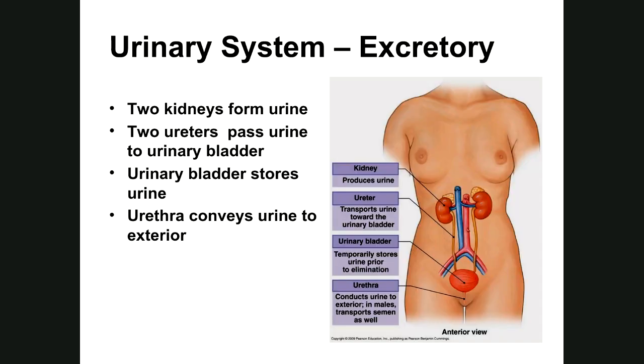So it is made of two kidneys that form the urine, and each kidney has an ureter that passes the urine to the urinary bladder, and the urinary bladder is where the urine is temporarily stored. So the urine is produced by the kidney, goes through the ureter, goes to the bladder, is stored there temporarily, and then the urethra will convey this urine to the exterior.